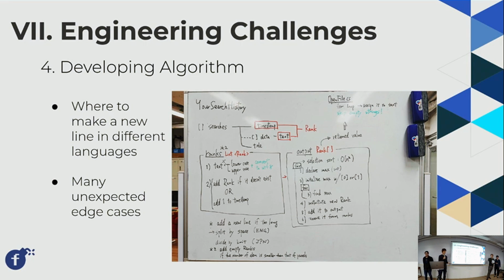Also, there are many unexpected edge cases. So sometimes your JSON file doesn't have this data. Since these JSON files differ from person to person, we had to figure out how different they are, and we had to think about each edge case.